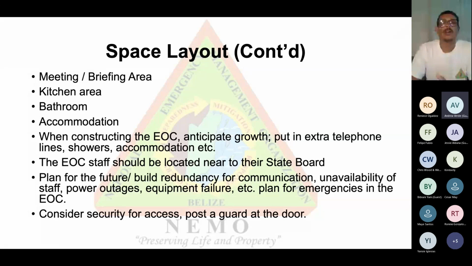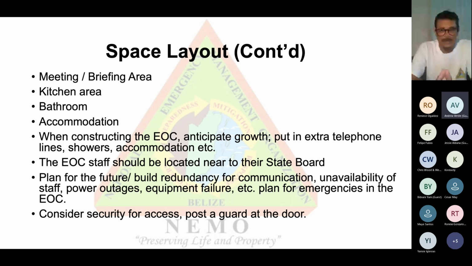Meeting and briefing area, if it is possible. Sometimes in the past, when we had our tiny little building in Toledo and PG as an EOC, we had to use one room for basically operations and briefing and meeting sometimes. But ideally, you want your briefing area to be a separated area from your operations room, right?